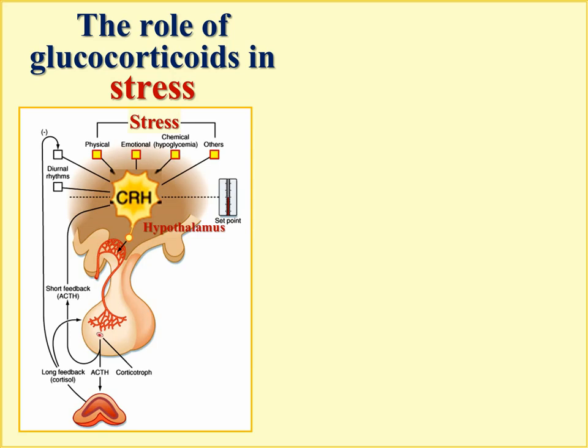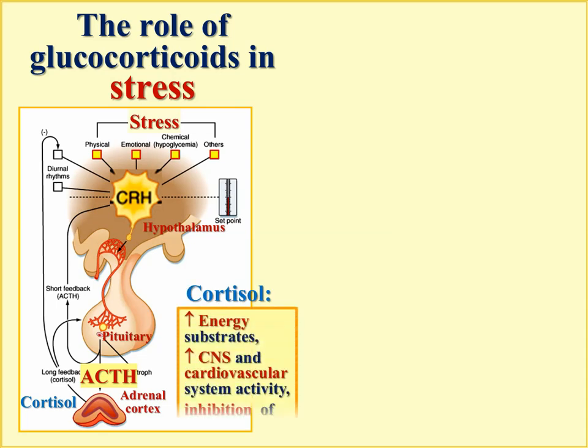CRH is secreted into blood, into capillaries, then through the portal vein goes into the capillary system of the anterior pituitary. And here it stimulates secretion of ACTH, in excess again in response, and excess of ACTH stimulates the adrenal cortex to secrete excess of cortisol. And this cortisol, among generally many effects, increases availability of energy substrates, increases activity of the central nervous system and cardiovascular system.